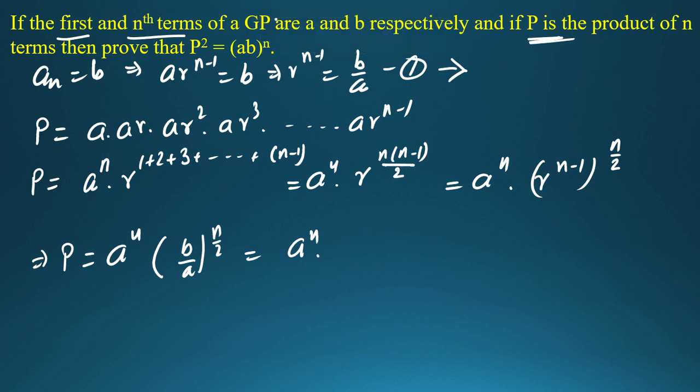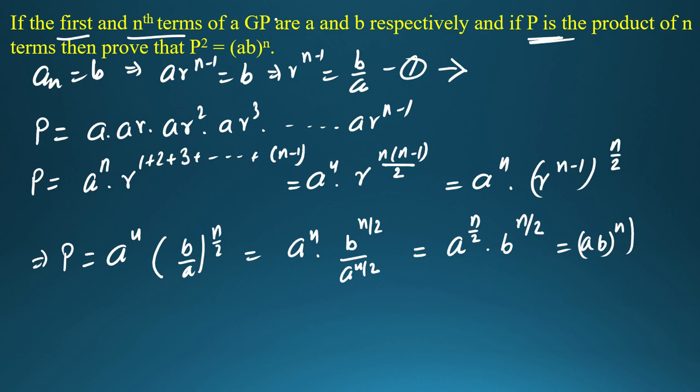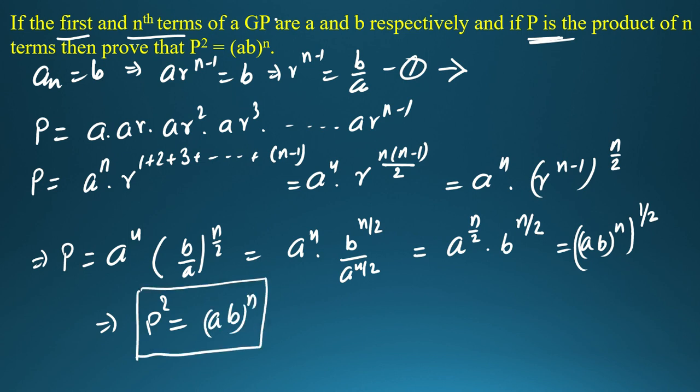That is a to the power n times b to the power n by 2 over a to the power n by 2. Powers of a will be subtracted because they are in division. So n minus n upon 2 means n upon 2 times b to the power n upon 2. So it can be written as ab to the whole power n to the whole power 1 upon 2. So squaring both the sides, what will we get? P square is equal to ab to the power n. Okay, and this is a very important question of NCERT.